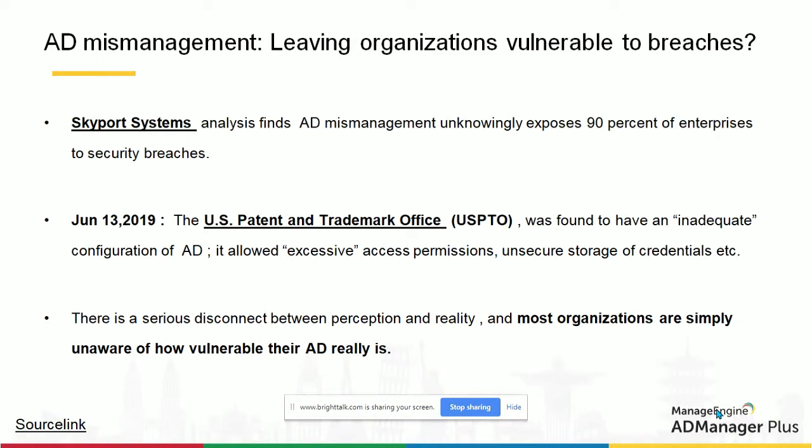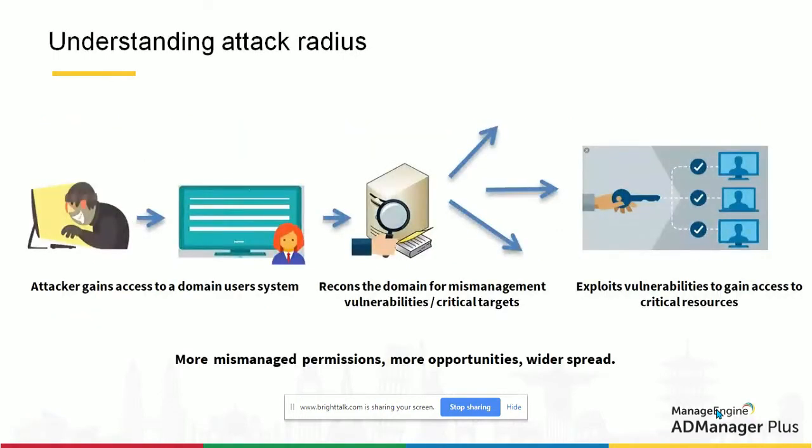So let's go ahead and see what the attack radius is all about. This is how the attack radius potentially works. An attacker or a malicious actor potentially gains access to an end user system or a domain user system. As soon as an attacker compromises a domain user's account, or when a domain user actually turns rogue, the next immediate step is to perform reconnaissance, to analyze and survey the domain, the organization infrastructure, for vulnerabilities or for critical targets.